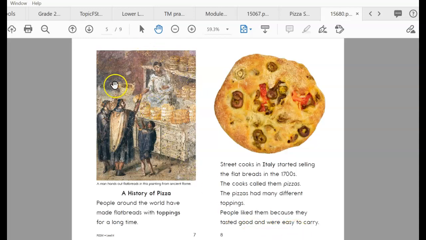If I look at this picture right here, I notice that there's a caption underneath. The caption is the part that tells us what's going on in the picture, and it says, a man hands out flatbreads in this painting from ancient Rome. That means it's super old. This painting is showing something from a long time ago, and they have flatbreads, which was their version of pizza.